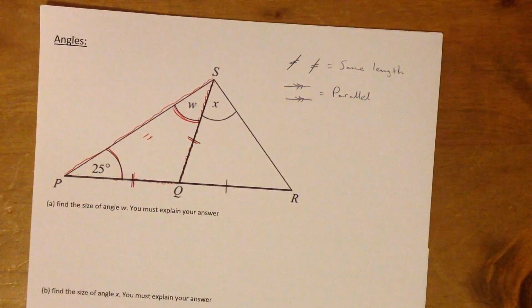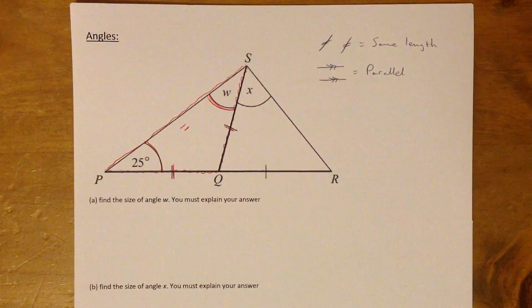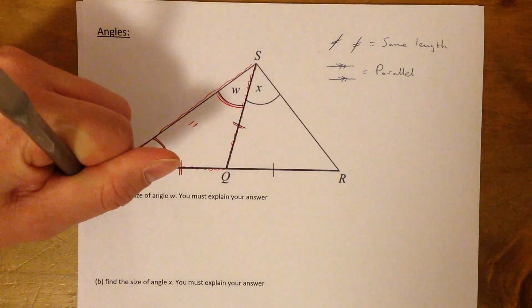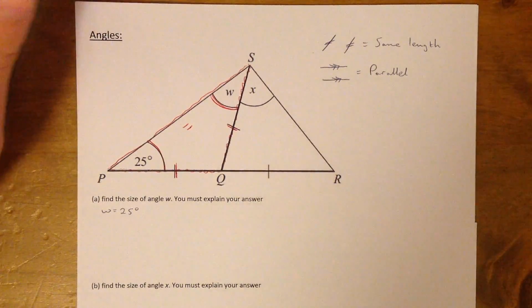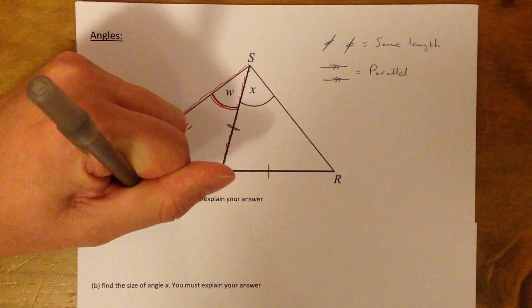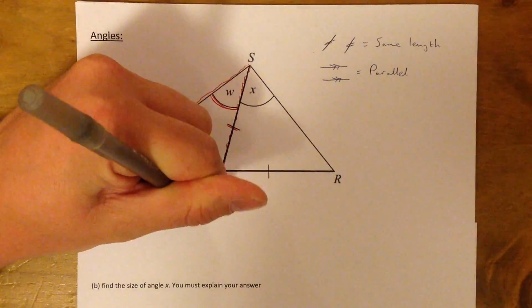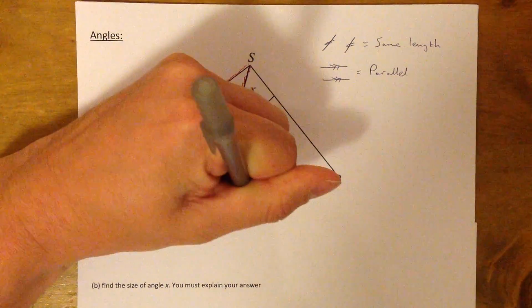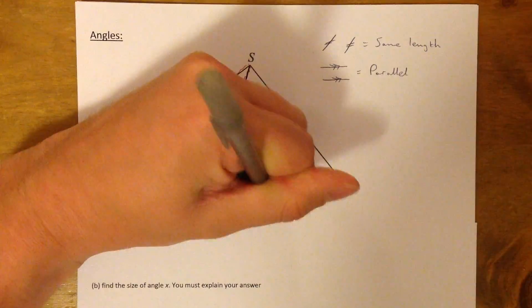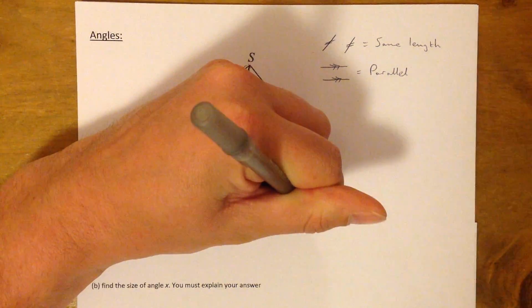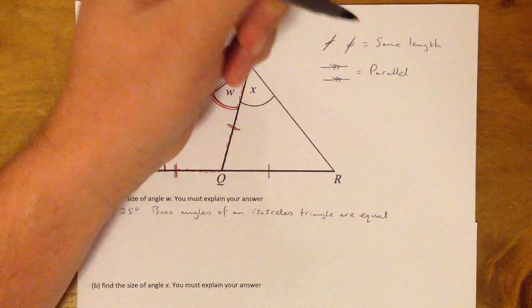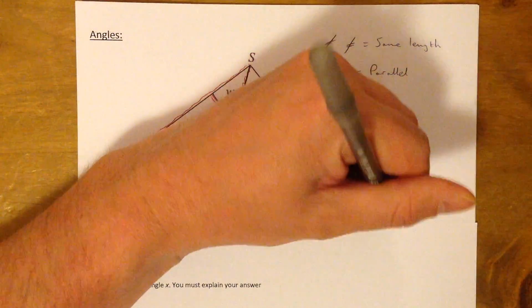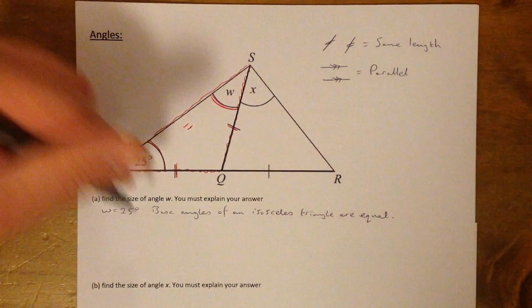My spatial awareness there has helped me spot that just by having a little play around with the exam, moving it around. So for part A, the size of angle W is 25 degrees. Then all I need to do to explain my answer is to say that base angles of an isosceles triangle are equal. And it's important we say equal. Don't just say base angles, because the examiner won't know anything about the base angles, or they'll assume that you don't. So base angles of an isosceles triangle are equal.